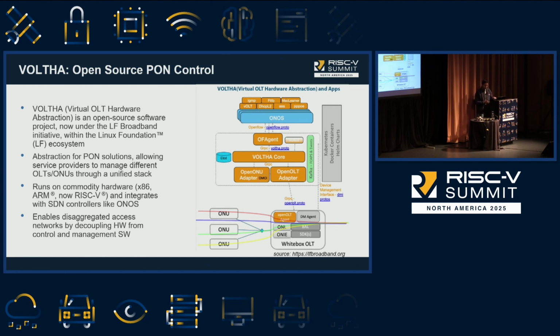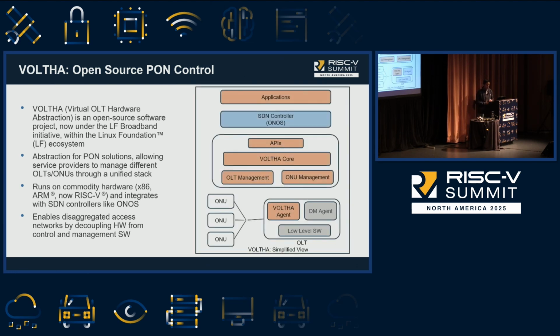So the entire VOLTHA diagram, this is a more simplified version, consists of the VOLTHA agent that is part of the OLT device. And then there are modules for the OLT management and the ONU management. We have a core layer, and we have certain APIs complying with the OpenFlow standard. And then that gels with the SDN controller and the applications.